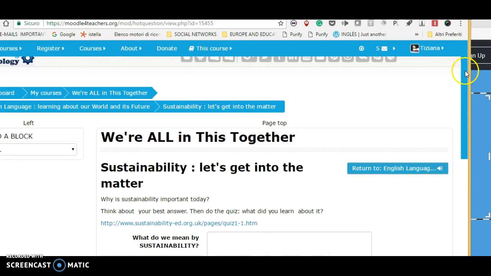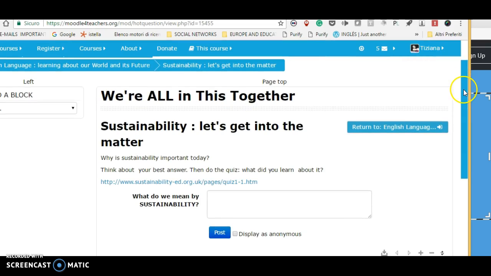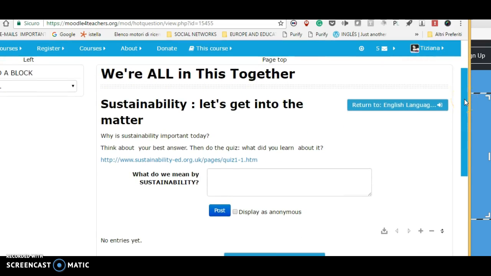And my idea would be to get them thinking by doing a quiz and then by asking them to post their ideas and what they know, what they would like to tell me more about.